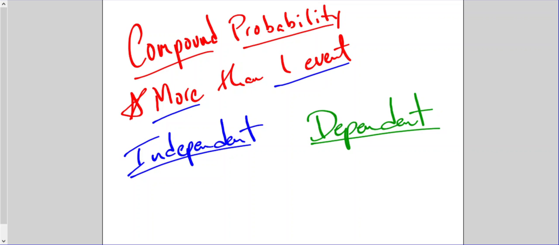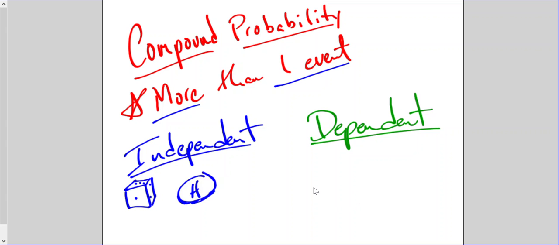Independent is the simpler one. It's when the two different events, or more than two events even, do not affect each other. So let's say I'm rolling a die. That's my best die that I could draw, and flipping a coin. Those two do not affect each other at all. Whatever I get on the die, let's say I roll a 1 on the die, it doesn't somehow change the probability of getting a heads on the coin. Those are independent events. They don't affect each other.